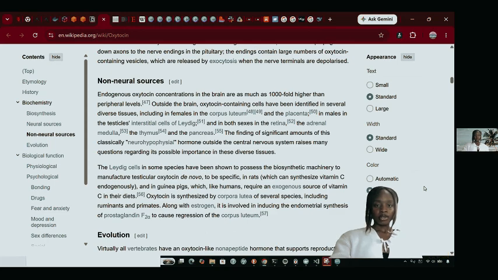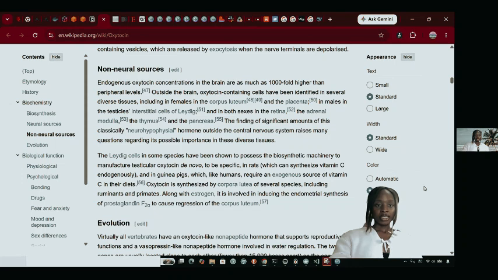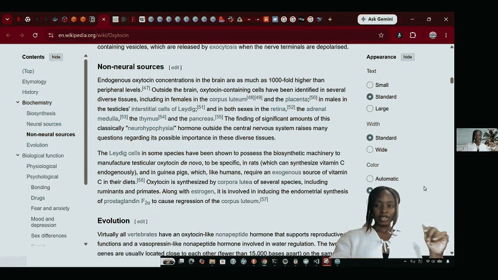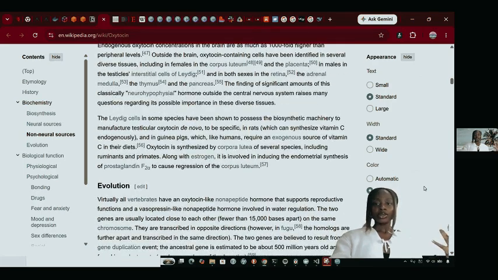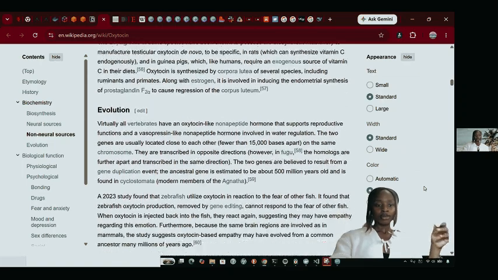So we have the corpus luteum, the placenta, the interstitial cells of Leydig in the testicles, in both sexes, in the retina. Like, what do you think about visual appeal and love and bonding? Because the retina is the eye, in the adrenal medulla, the thymus, and the pancreas. So you can see it's not just in one place, it's all over.